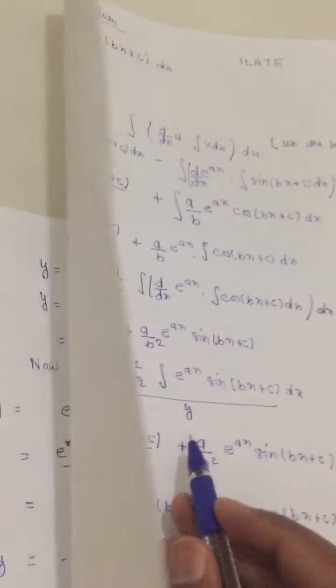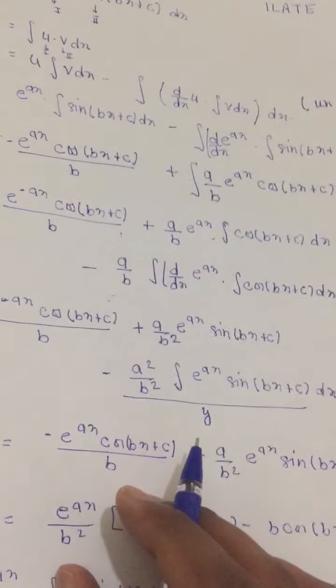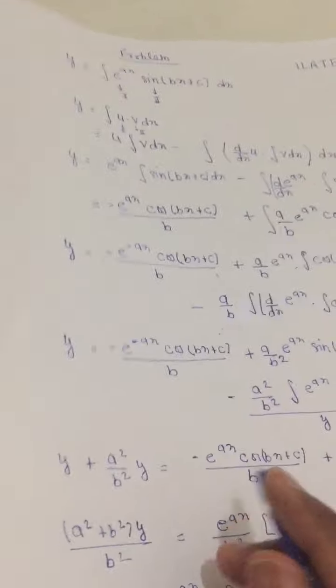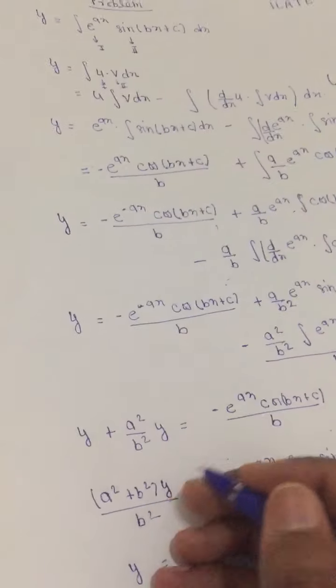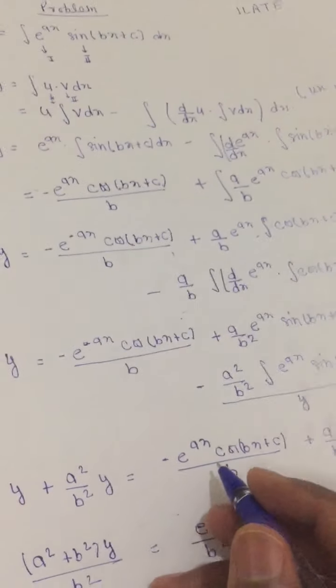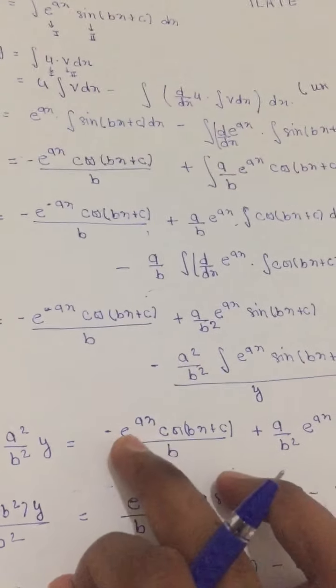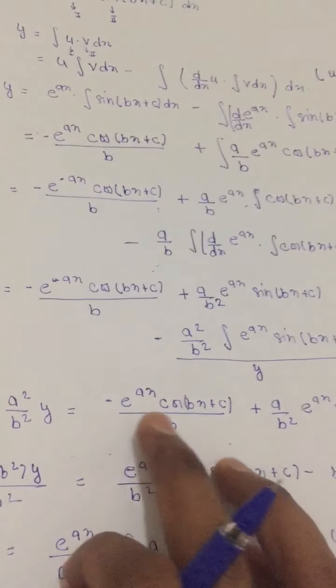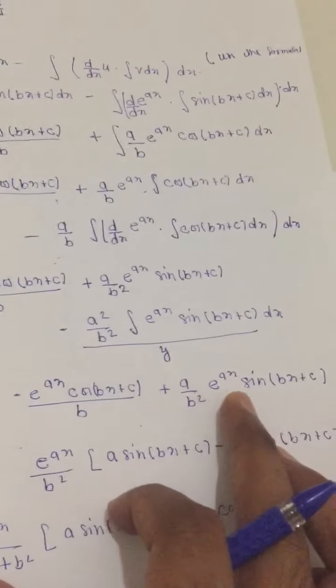This is the main trick in this question, because lots of students get a little bit confused here. So now what will we put? We put y here. So here y also. So what will we have? Here minus. So from here y plus a square upon b square into y is equal to minus e to the power ax cos bx plus c upon b plus a upon b square e to the power ax sin bx plus c. Okay, now rationalize b square, so we will put b here. So what we have: minus b e to the power ax cos bx plus c upon b square plus a e to the power ax sin bx plus c.